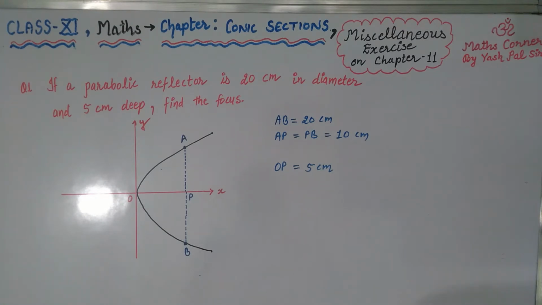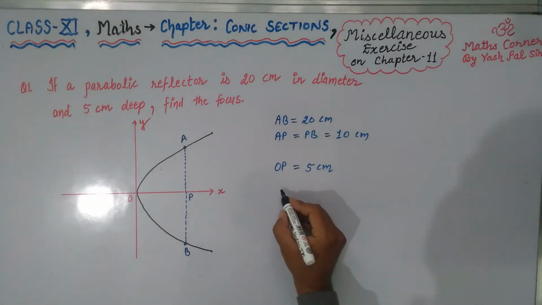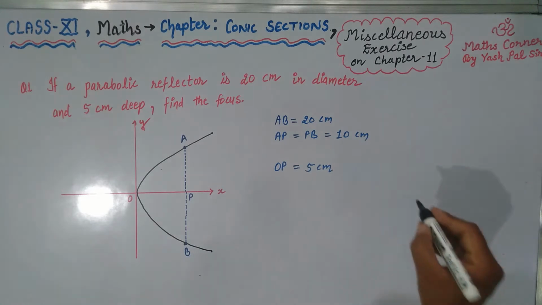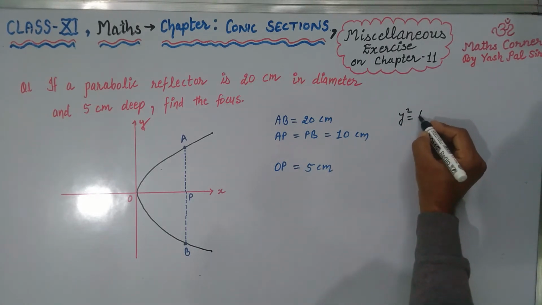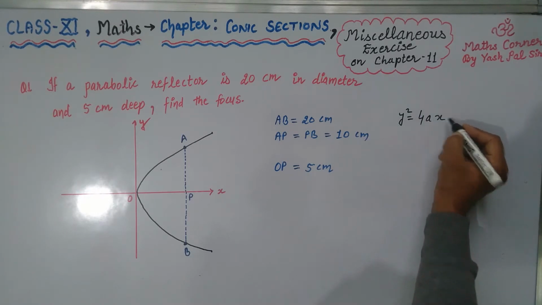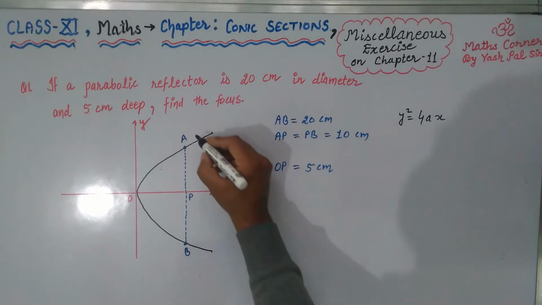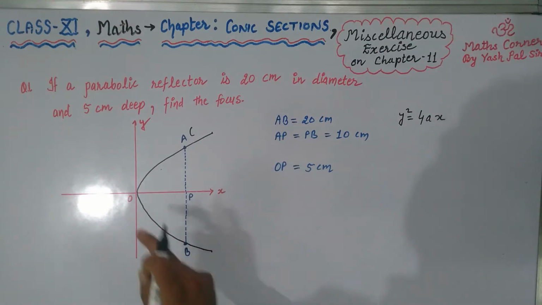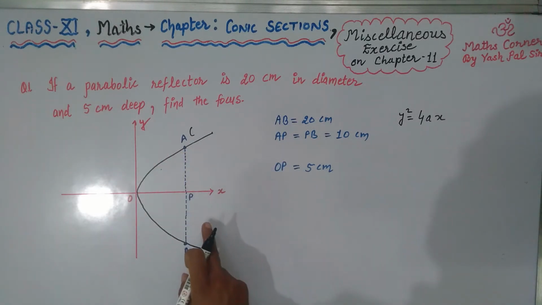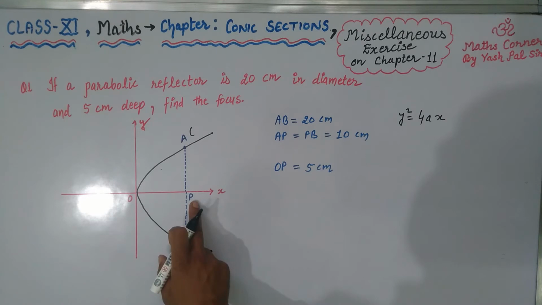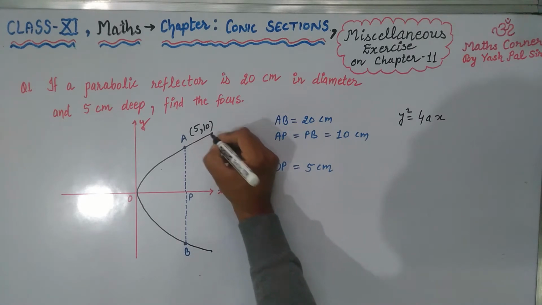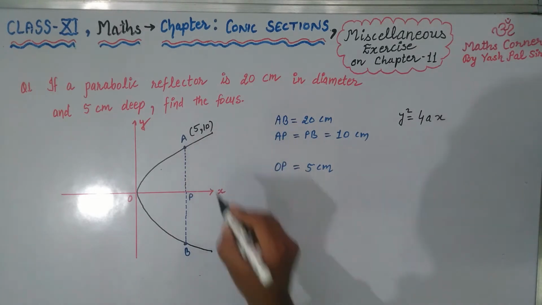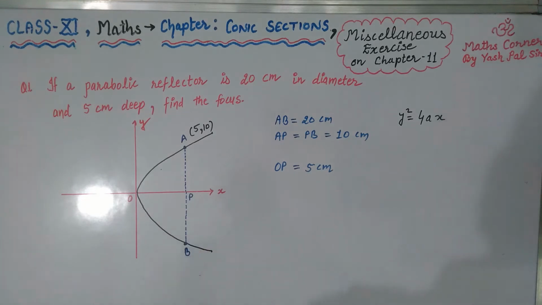Now what about the equation of the parabola? This is the parabola. We can have the equation like this: y square is equal to 4ax, right? So what are the coordinates of point A? According to this diagram, OP is 5 and PA is 10. Meaning, (5, 10) is the point which lies on the parabola.